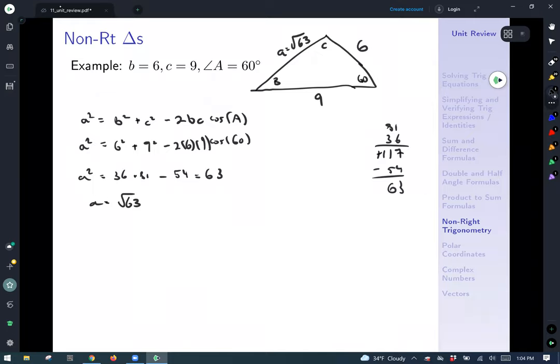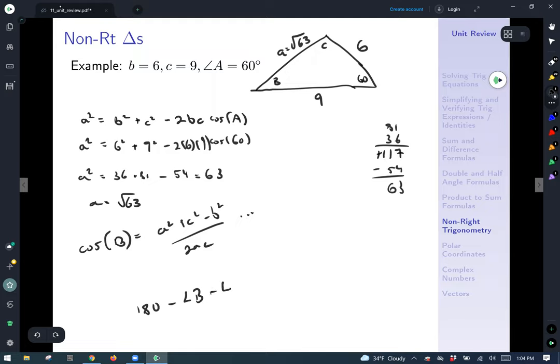So you can use one of the formats of law of cosines for angle. So you could find angle B as A squared plus C squared minus B squared over 2AC, and so on. Once you know two angles, just go ahead and use 180 minus angle B minus angle A equals angle C to finish out this triangle.